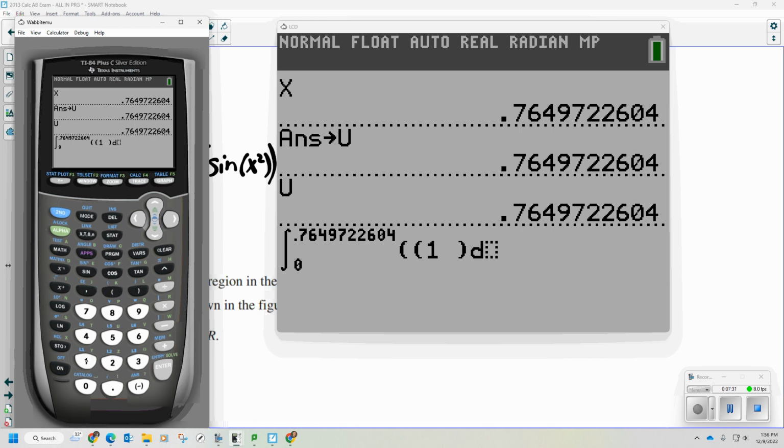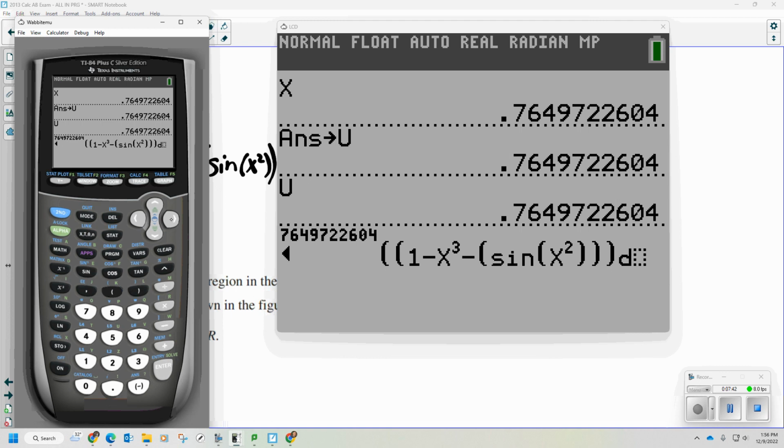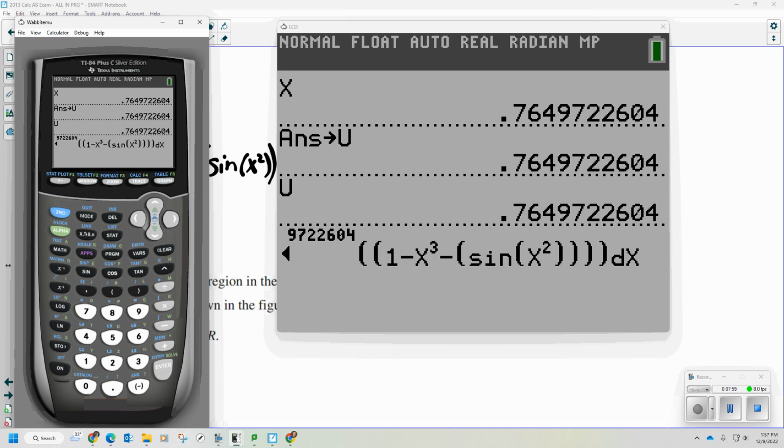Parentheses, my bigger function minus my smaller function, which was a sine of x squared. How many open and closed parentheses do I have? 1, 2, 3, 4 open. 1, 2, first one, second one, third one. I need one more closed parenthesis, don't I? Bam. dx.